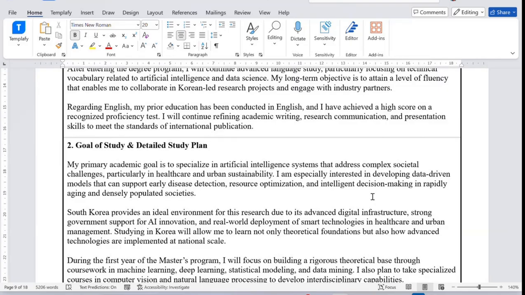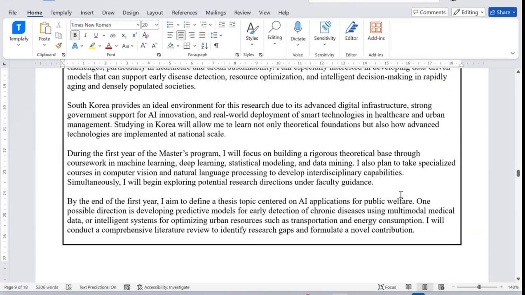South Korea provides an ideal environment for this research due to its advanced digital infrastructure, strong government support for AI innovation, and real world deployment of smart technologies in healthcare and urban management. Studying in Korea will allow me to learn not only theoretical foundations but also how advanced technologies are implemented at national scale.